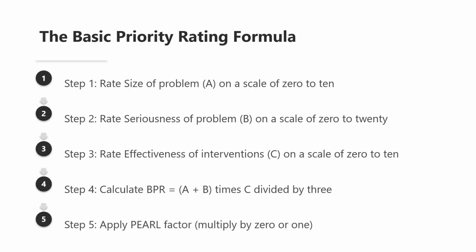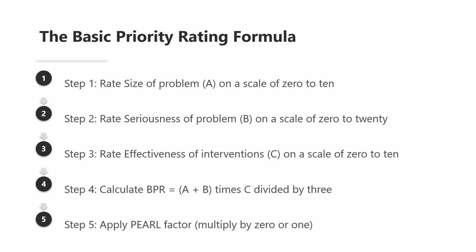A represents the size of the problem, rated on a scale from 0 to 10. A score of 10 means the problem affects a very large proportion of the population. A score of 0 means it affects very few people.